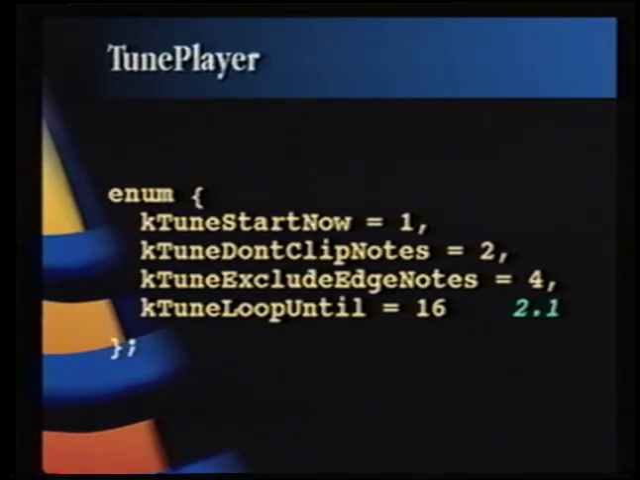Okay, the flags you can pass to tune Q are start now, which means don't wait for any previous sequences to finish. Just start playing them right away. Don't clip edges and exclude edge notes have to do with musical notes that are either already playing when you start playing this tune sequence, or notes that straddle off the edge of the tune sequence. So you can either have them clip or not clip. And loop until is a new flag in 2.1 that lets you loop a sequence indefinitely until a new sequence is queued up with another tune queue call.